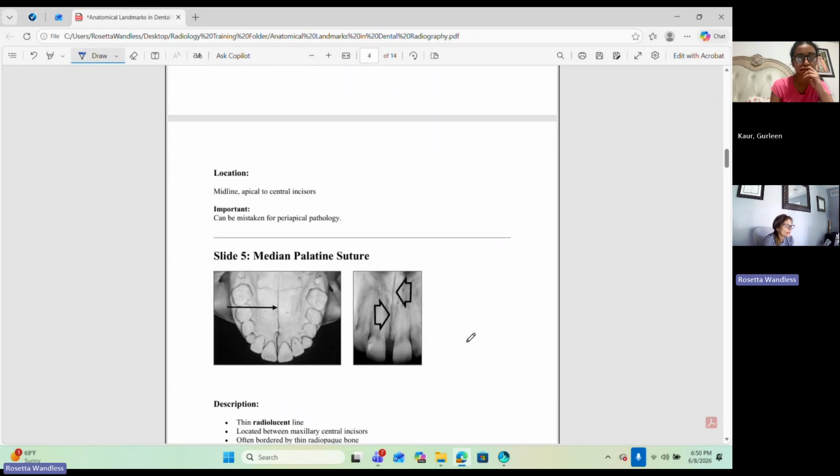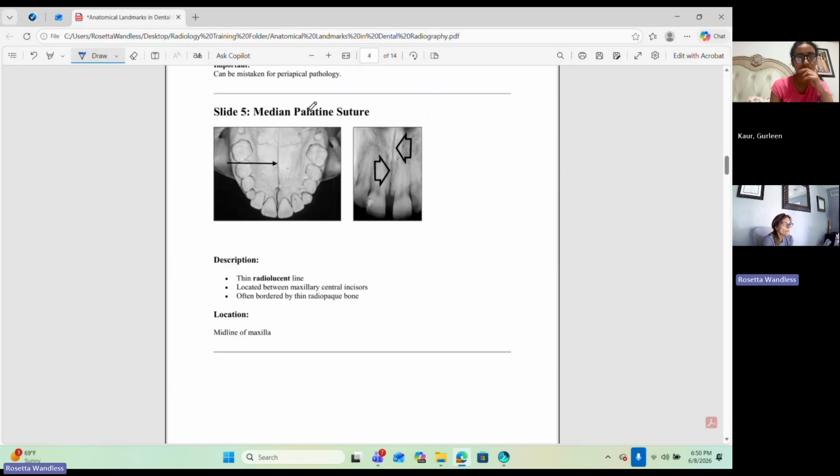Okay, next, we have a median palatine suture. So here's where your anatomy pays off. Your median is directly equal right and left. Your palatine is the roof of your mouth, your palate, your palatine bone. A suture is an immovable joint. It's where the two bones at your palate come together.